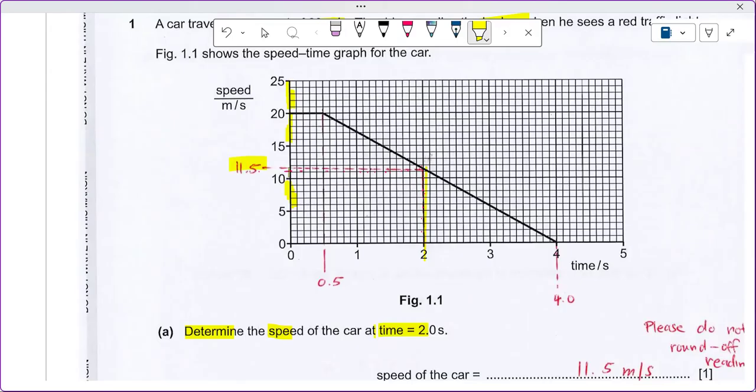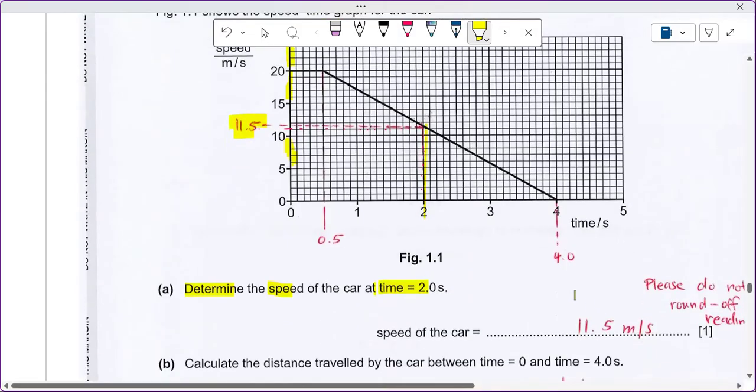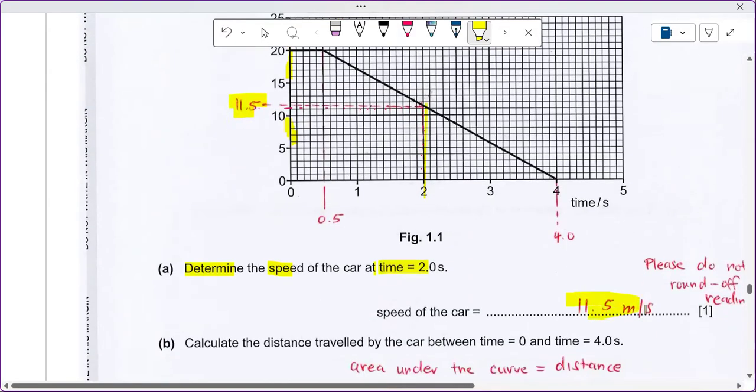I know that this is reading in fives. So that will be 10, 11, 12, 13, 14. In between 11 and 12, that's just going to be 11.5. So my answer therefore becomes 11.5. It's a reading. So please, when you are reading something off, you don't need to write it to two significant figures because it's something that you are reading off. So you write it as is.